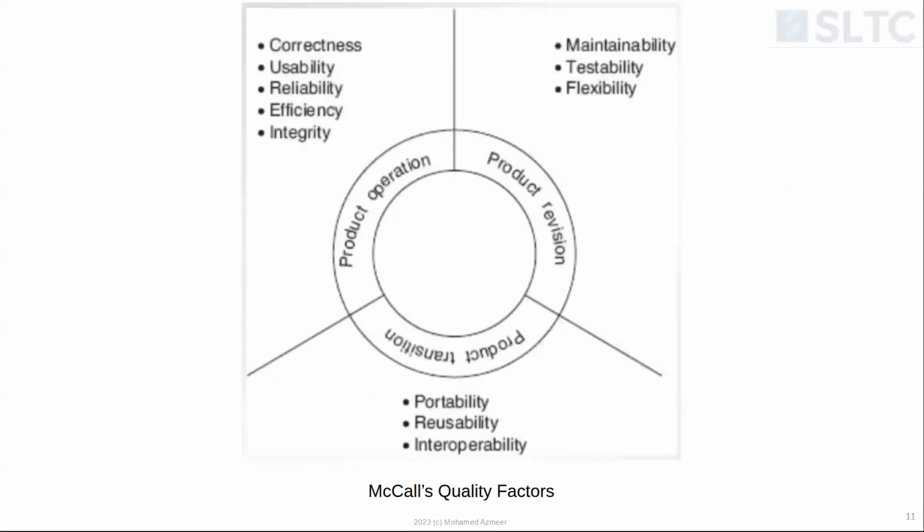Now, going back to McCall's quality factors, we had three areas: product operation, product revision, and product transition. For product operation, we have correctness, usability, reliability, efficiency, integrity. That is, the product is being used by the company and the customers. So we can look at the correctness of the software. Is it what they wanted earlier? What about the usability? Is it easy to use? Is the text readable? Are the buttons clickable? Things like that. Reliability is about, does it crash?